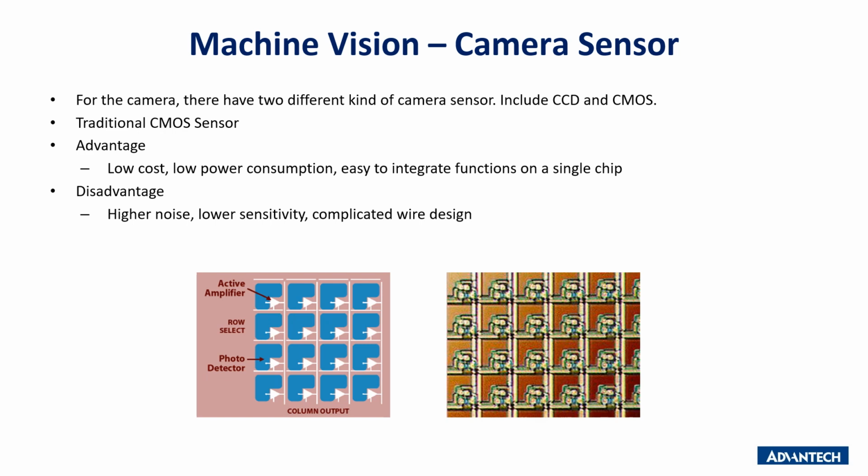For the traditional CMOS sensor design, after exposure every pixel signal will connect to one ADC and amplifier to convert the signal directly. It has lower power consumption, low cost, and it can easily integrate functions on a single chip. But due to some differences between every amplifier, it will cause noise.